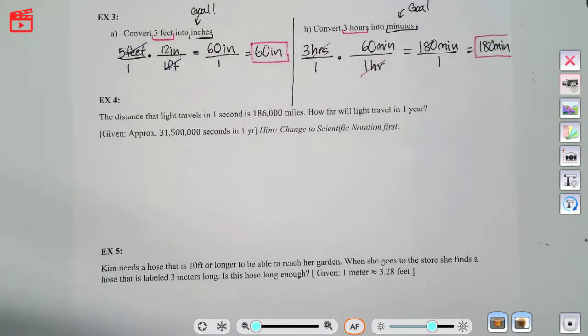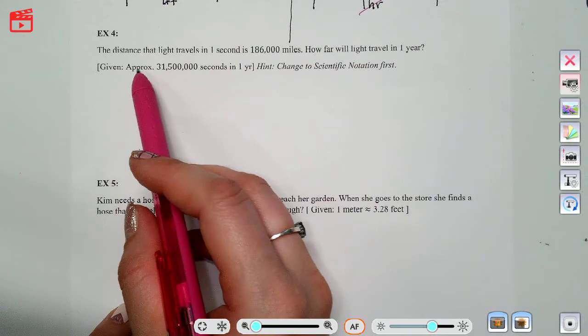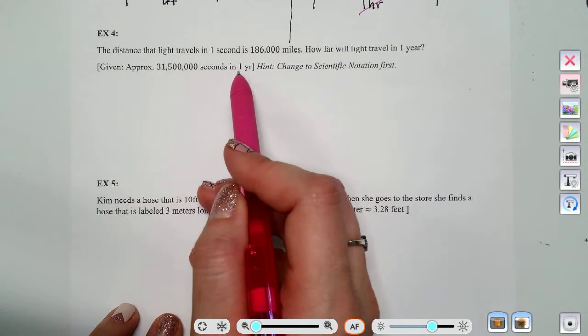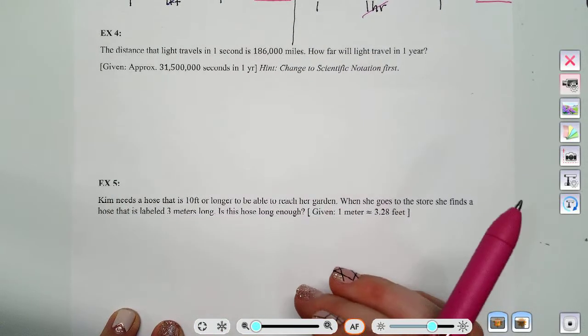All right, now we're getting to some application problems. Example 4. The distance that light travels in 1 second is 186,000 miles. How far will it travel in 1 year? Well, this is kind of weird. They give us how far it travels in a second, but they want to know how far it travels in a year. Okay, and then we're also given this, I guess you could say equation. There are that many seconds in 1 year, and we're told to change to scientific notation before we solve.